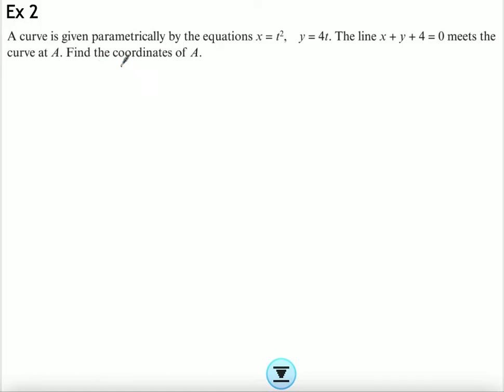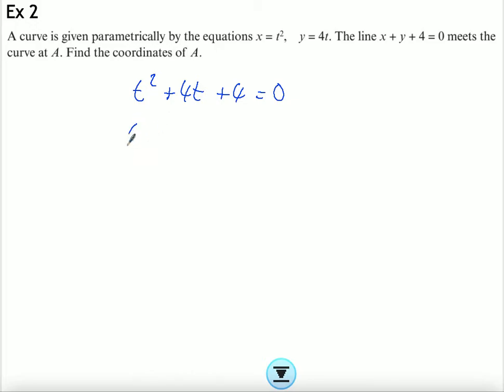Right, okay. I really like this example. It's one of those questions that initially looks really, really tough, and then when you break it down, it's incredibly straightforward. Okay, so we're told x in terms of t, y in terms of t, and we're told that it meets the curve at A with this line, so i.e. these two things are equal, they intersect. So what we can do is we can substitute straight into here to find out the values of t.